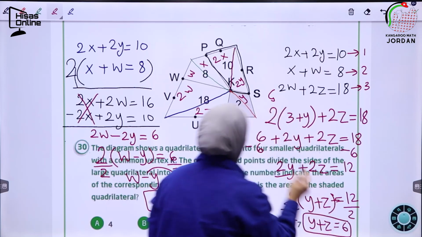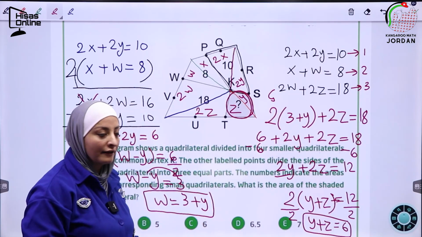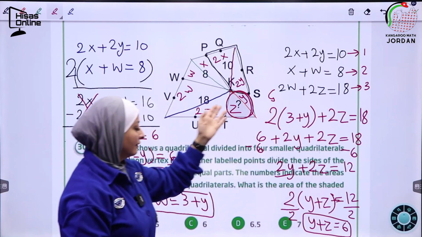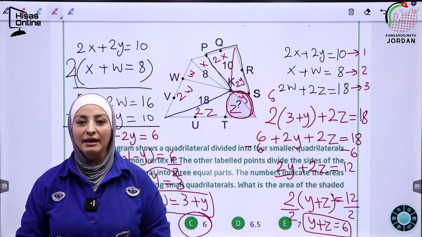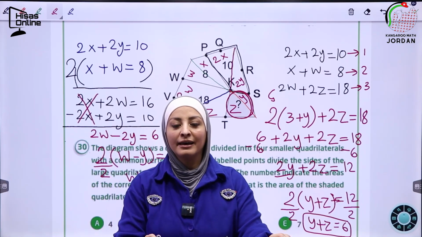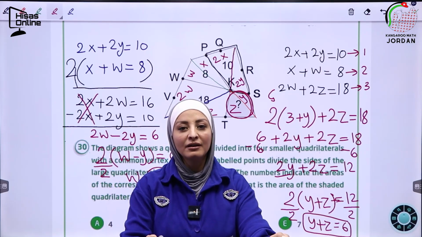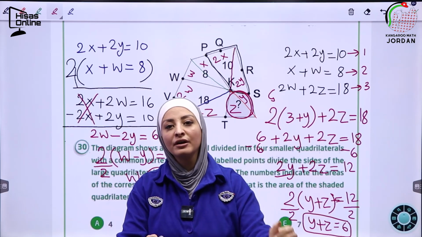What is y plus z, guys? It is the area that I need to find. So this area is equal to 6. So option C is the correct answer. So that was the 4th level for graders, 7th and 8th graders.